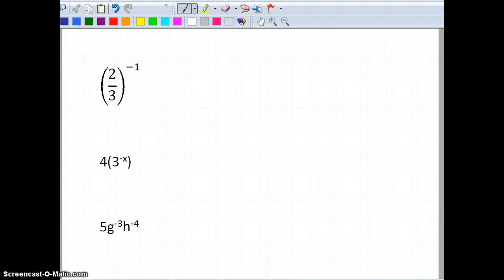Okay? 2/3 to the negative 1. So I have 2 to the negative 1 over 3 to the negative 1. Okay, that has a negative exponent. I'm going to bring it down. 3 to the negative 1 has a negative exponent, so I'm going to bring it up. So my solution is 3/2. Now look what we did. We just took the reciprocal of this number. So whenever I have negative 1, it's just another way of telling me to take the reciprocal.